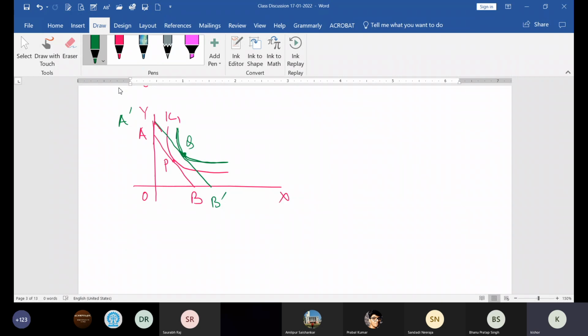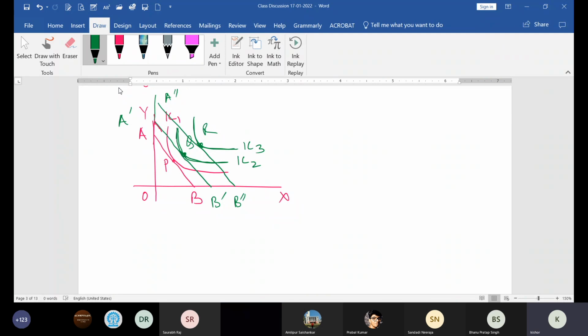Suppose your income further increases. You got another budget line. This will be again tangent to some indifference curve somewhere. This is IC1, suppose this is IC2, this is suppose IC3, and so on, it will go on. Ultimately, your equilibrium positions are changing if income increases. If tomorrow your income decreases, the budget line will shift downward. That is also another possibility.